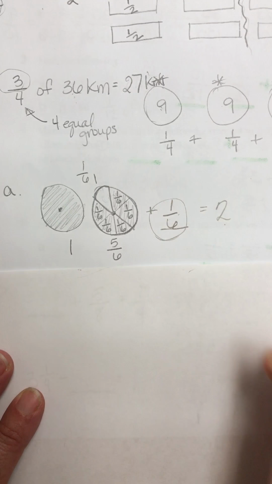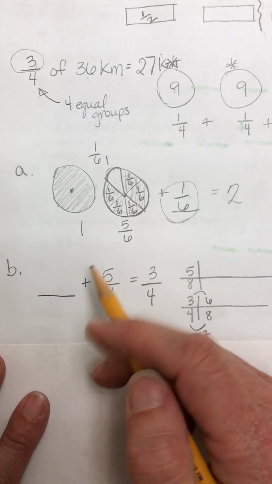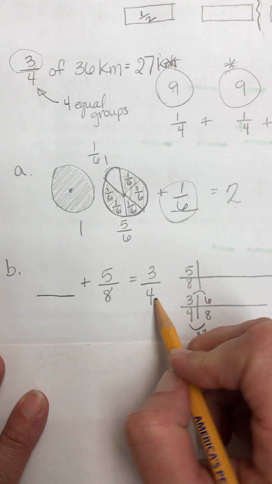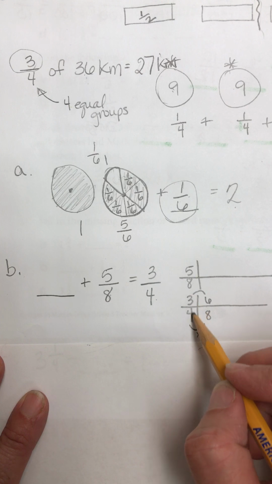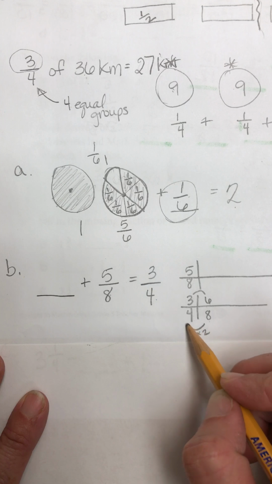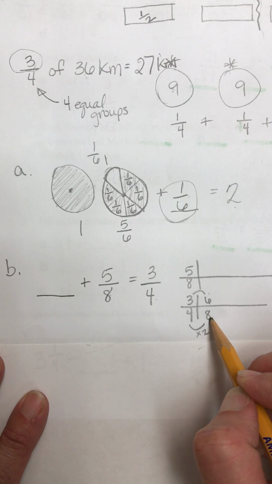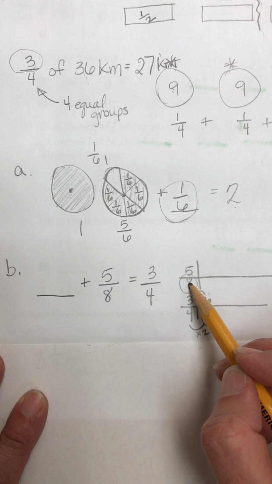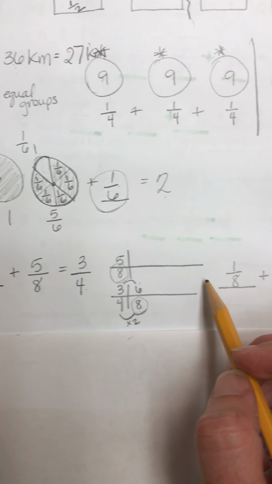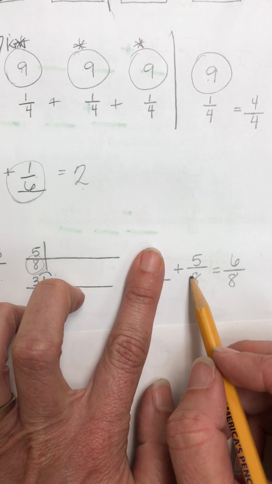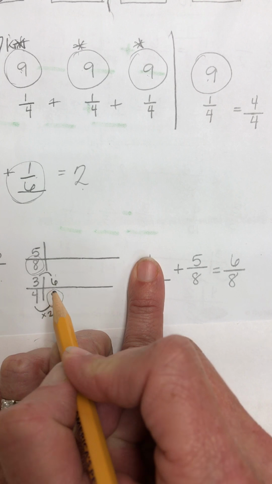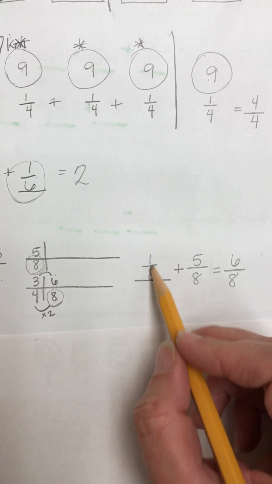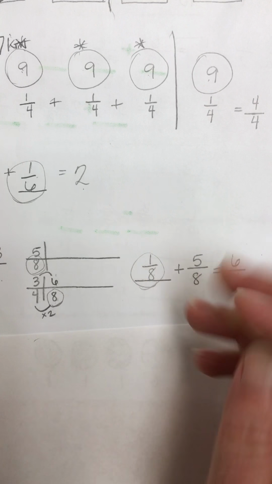Okay, in problem B, here I have blank plus 5/8 equals 3/4. First thing I have to do is make sure that I have common denominators. So this time I'm going to use a ratio table. So I have 5/8 and I have 3/4. If I multiply the 4 times 2 and the 3 times 2, I then get 6/8. Now my denominators are common. They're the same. Something plus 5/8 equals 6/8 based on how I use the ratio table. Well, 1/8 plus 5/8 would equal 6/8. So now I can see that the answer is 1/8.